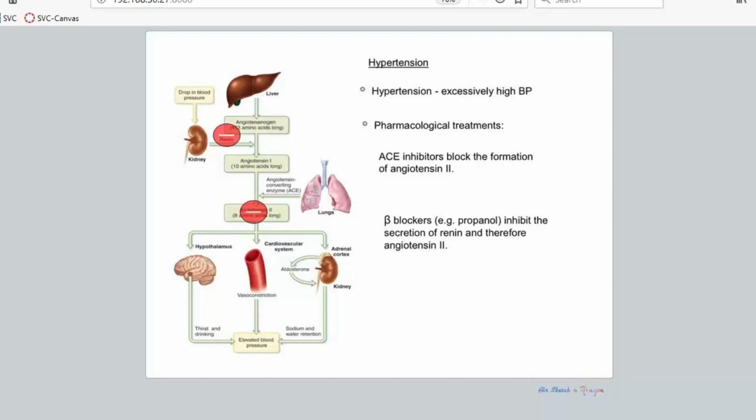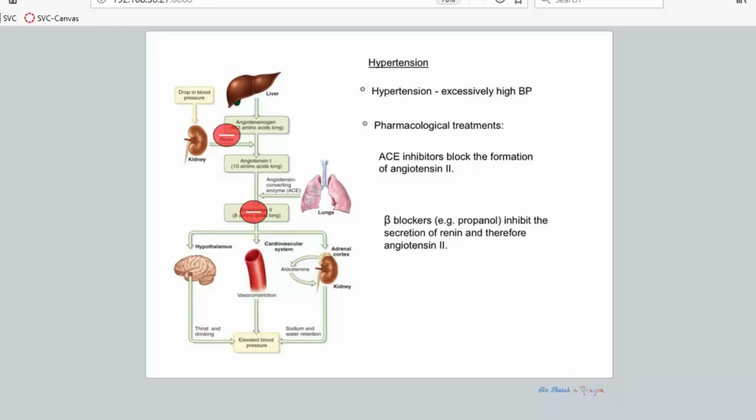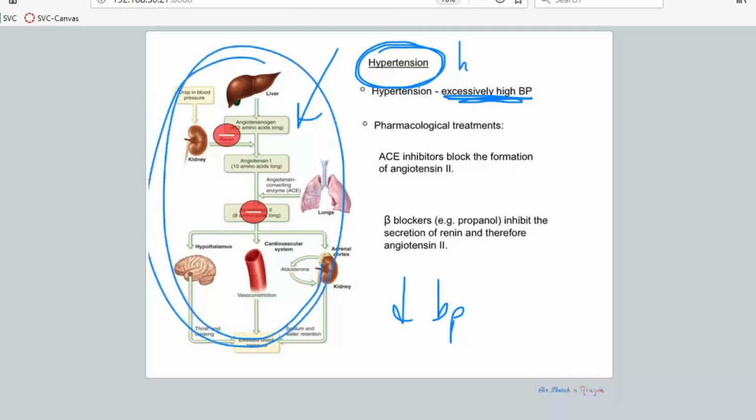So anytime you have an axis like this that's involved in solving some problem of the body, we can manipulate it, basically to manipulate variables in the body. So if this axis right here is going to regulate blood pressure, then we can manipulate it to, say, try to lower blood pressure. What if you have hypertension? Hypertension is excessively high blood pressure. Well, what are some pharmacological treatments that you could do? What are some targets of this axis you could do that would cause blood pressure to go down?